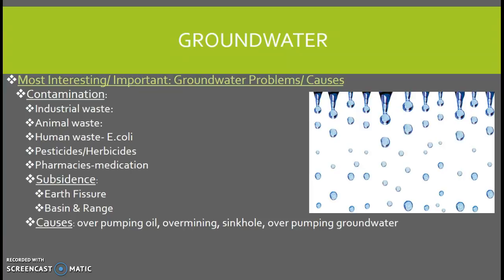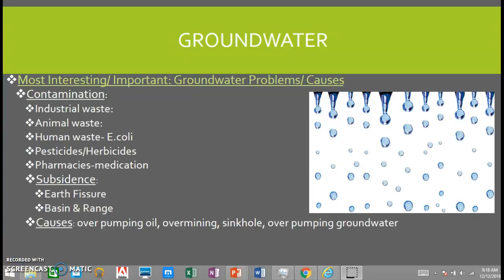And then we got subsidence, which is the Earth's fissure and basin and range. Subsidence actually is the pumping out of water faster than replenishing. Earth fissures are a differential subsidence, so it actually creates unstable homes and roads, which is important for people to know. And then they also use them as a garbage dump, which isn't okay.